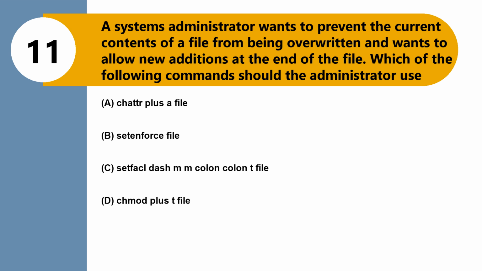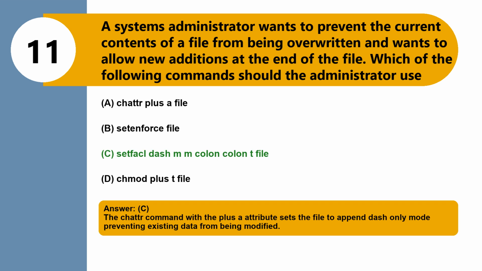Question 11. A systems administrator wants to prevent the current contents of a file from being overwritten and wants to allow new additions at the end of the file. Which of the following commands should the administrator use? Option A, chattr +a file. Option B, setenforce file. Option C, setfacl -m file. Option D, chmod +t file. The correct answer is option C, setfacl -m file.